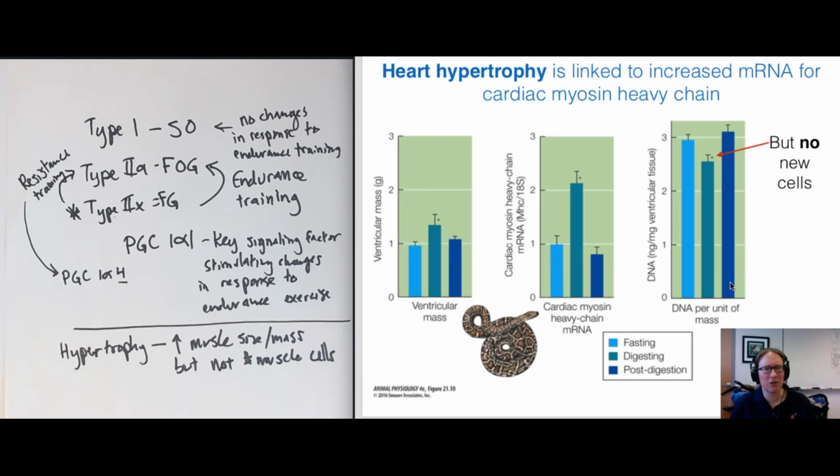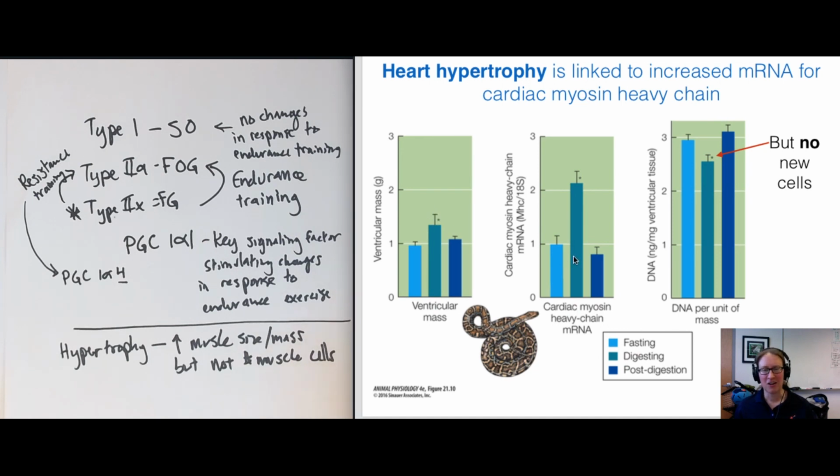Okay, so over the course of studying this, they observed that the hypertrophy of the heart is linked to an increased production of messenger RNA for cardiac myosin heavy chain, right? So a particular myosin isoform found in heart muscle, okay? And so here's a couple of different measurements collected in these digesting pythons. The ventricular mass is on the left-hand side here, so hopefully you can see here's the ventricular mass when fasted, here's the ventricular mass post-digestion. So during digestion, the mass of the ventricle in pythons has increased, right?